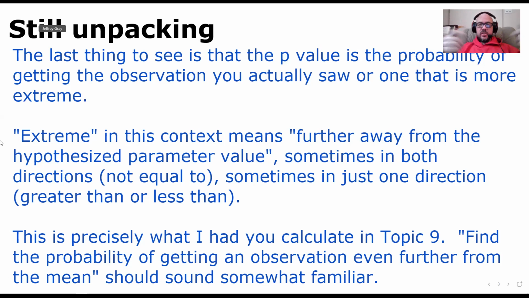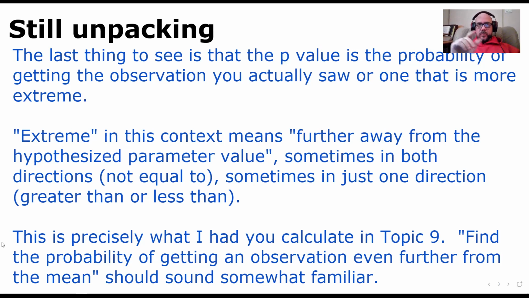Sometimes that's in both directions, if you have a not equal to in your alternative hypothesis. Sometimes it's in just one direction, if it's just greater than or just less than. We've seen all this in writing hypotheses, right? So extreme means further in the direction of the alternative hypothesis, essentially.